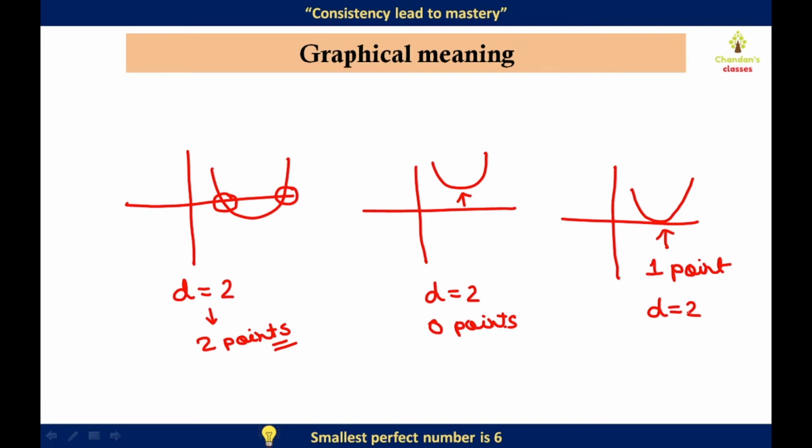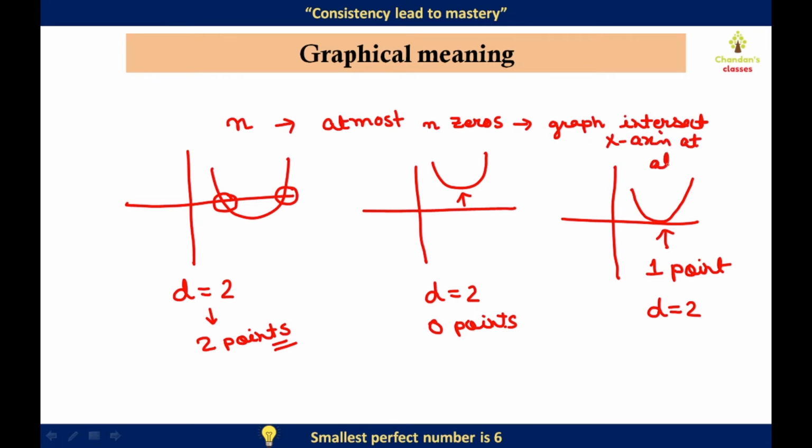Right? So here comes the concept. If we have a polynomial with degree n, then it will have maximum n zeros, not exactly n zeros, maximum n zeros, and obviously the graph will intersect the x-axis at how many points? At maximum, or at most, n points.